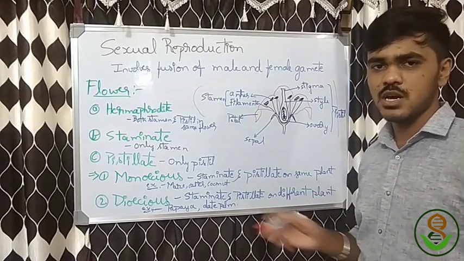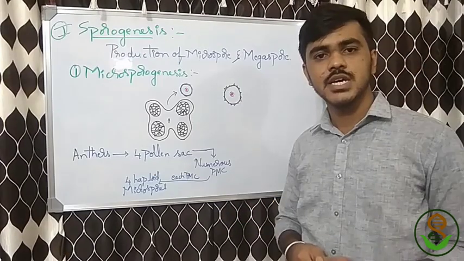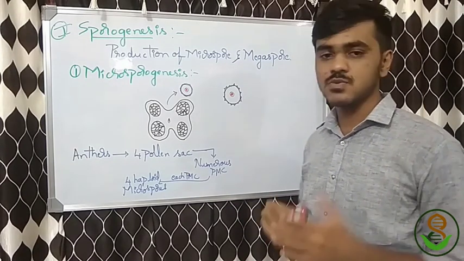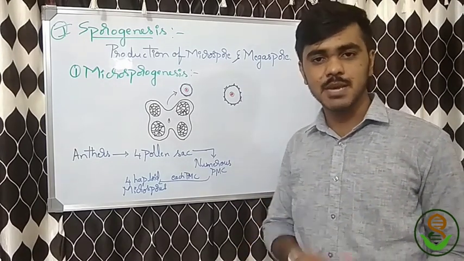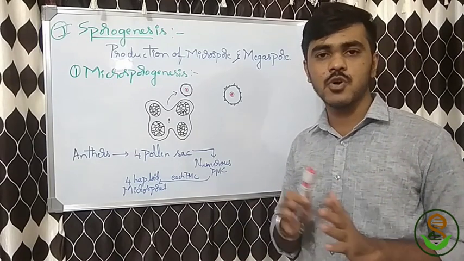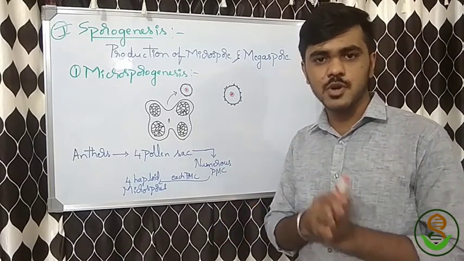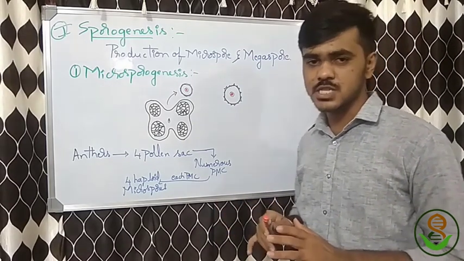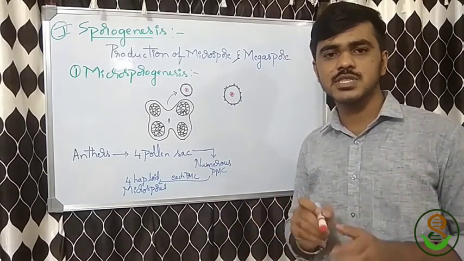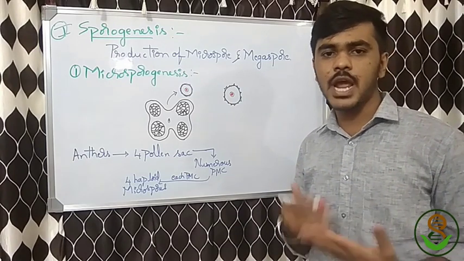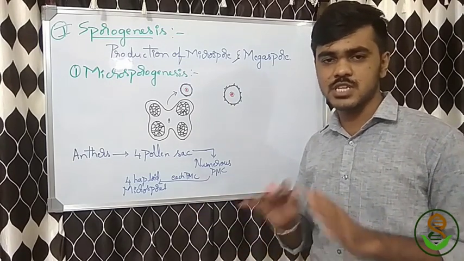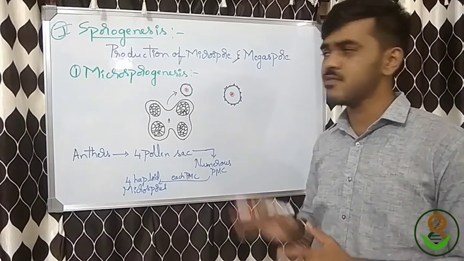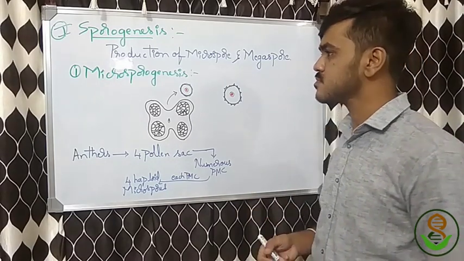In sexual reproduction, we have three important events: sporogenesis, gametogenesis and fertilization. These are the important mechanisms of sexual reproduction in plants. We shall see them one by one, starting with sporogenesis. Sporogenesis is the process of producing microspores and megaspores, with respect to male and female. The production of microspores and megaspores, in general we call sporogenesis.